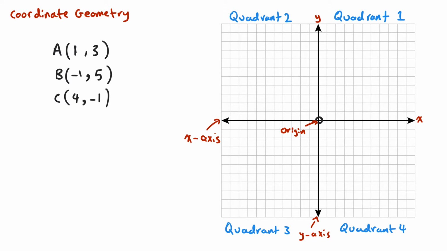To represent points, we often use letters, and we use capital letters. Here we have three points, point A, point B, and point C. To write their coordinates, we write them inside brackets, and we write the x coordinate first, followed by a comma, and followed by the y coordinate. So this here is the name of the point. This is point C. The 4 is the x coordinate, and the negative 1 is the y coordinate.